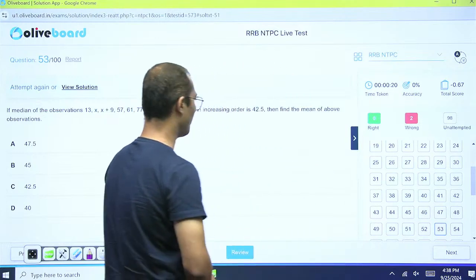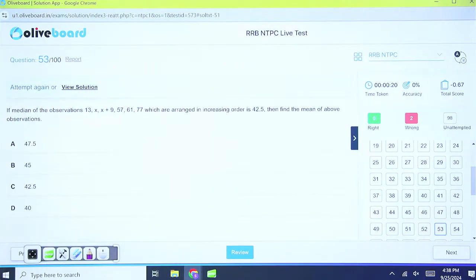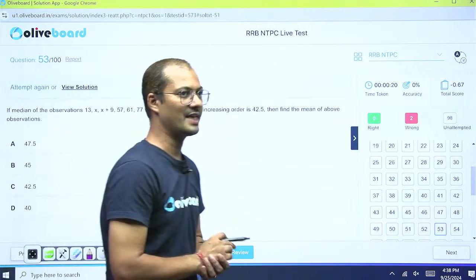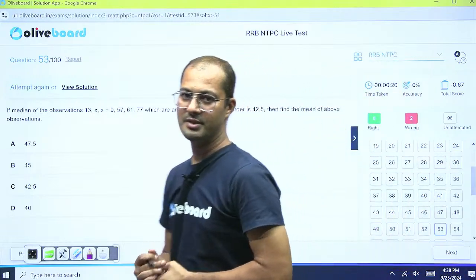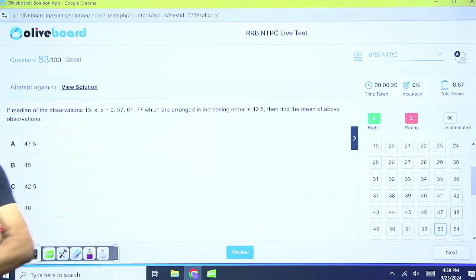Yes, tell me what would be the answer. So this question belongs to the statistics part, right? So we know how to calculate the median. Just calculate it, and give me what would be the answer to this question.